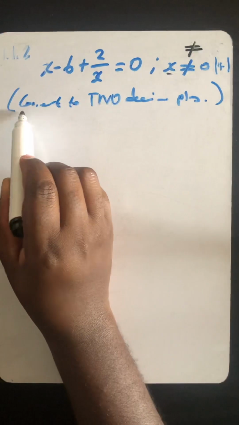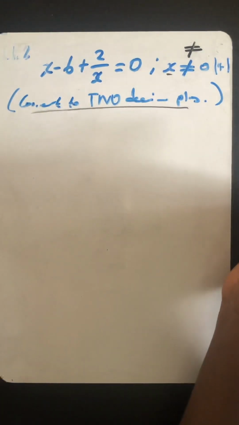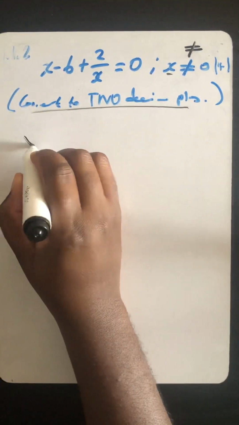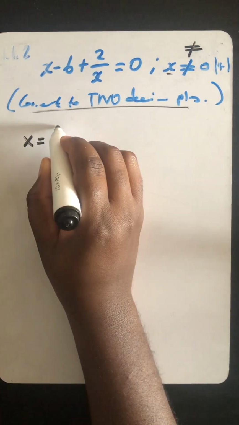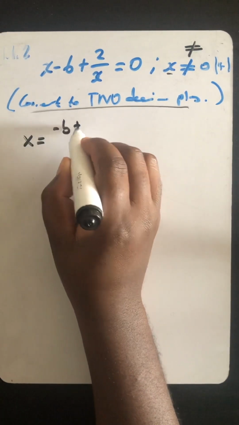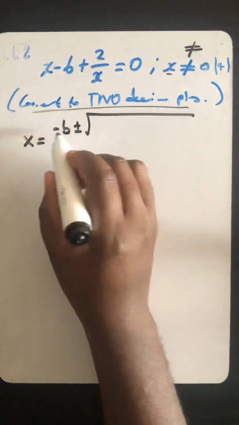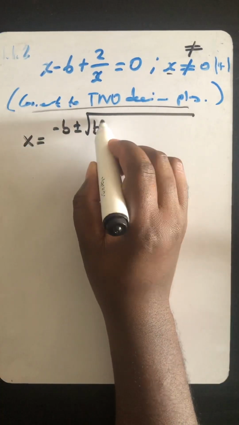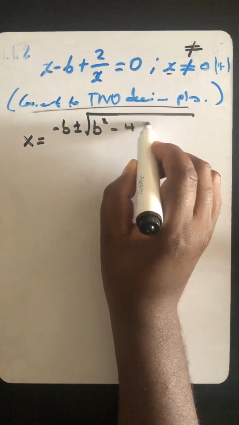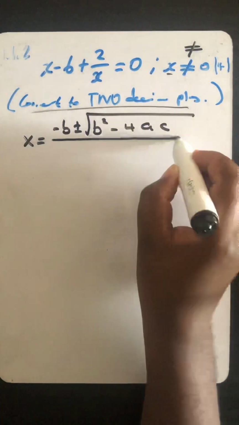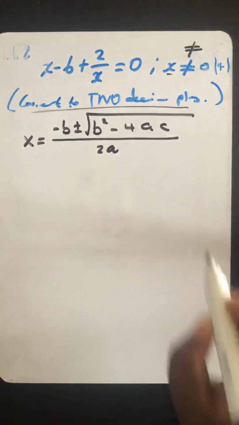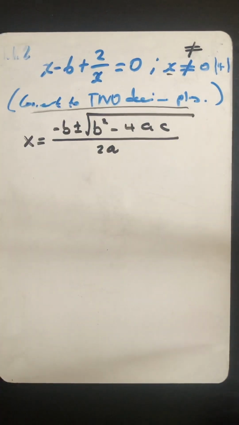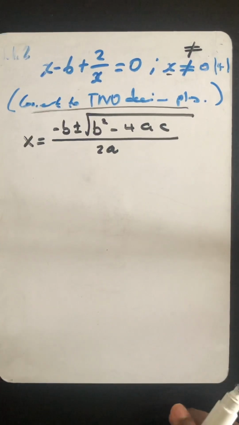Most importantly, they are saying correct to 2 decimal places. Most of you, when you come across this type of question, you remember this formula which says x is equals to negative b plus or minus square root of b squared minus 4ac, all of that divided by 2a. You need to know this formula by heart. Okay, so I'm just going to guide you in terms of how you approach this type of question.